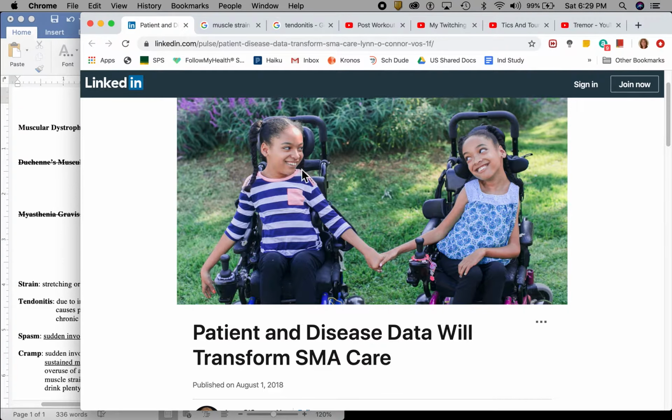As you can see here, here's two girls in their wheelchairs who have muscular dystrophy. This girl here doesn't appear to have quite as much atrophy of her muscles as this young lady here does. The muscles become so weak that they're not able to walk and hold up their own body.